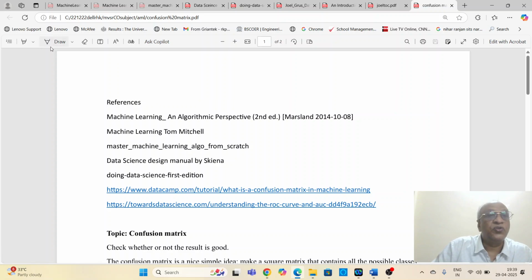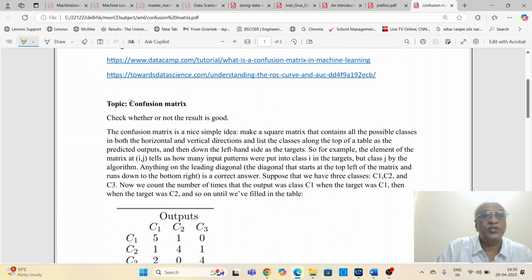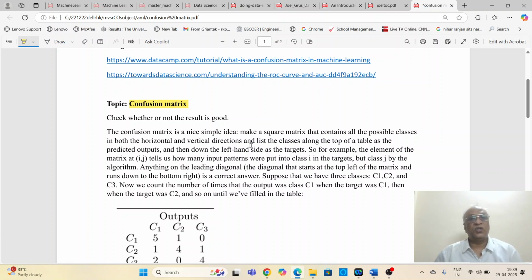So let us dig into the topic, and our topic is confusion matrix. And what is the purpose of a confusion matrix? It checks whether the performance of a machine learning algorithm, especially a classification algorithm, is good or not.